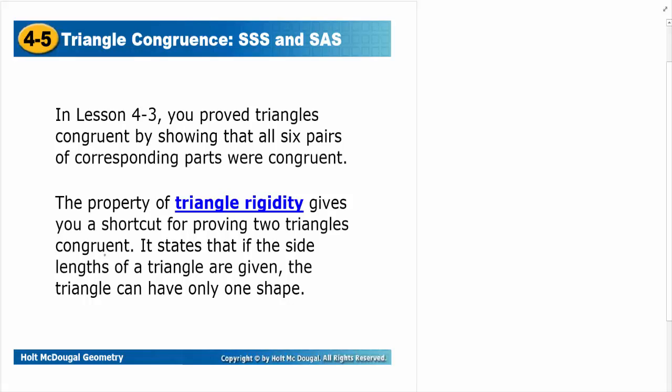Again, it states that if the side lengths of a triangle are given, the triangle can only have one specific shape. Okay, so again, the lengths are given, we can only have one shape. So, for example, if I had a triangle with three different side lengths. So I have this side, and I'll use side, side, side to get started.